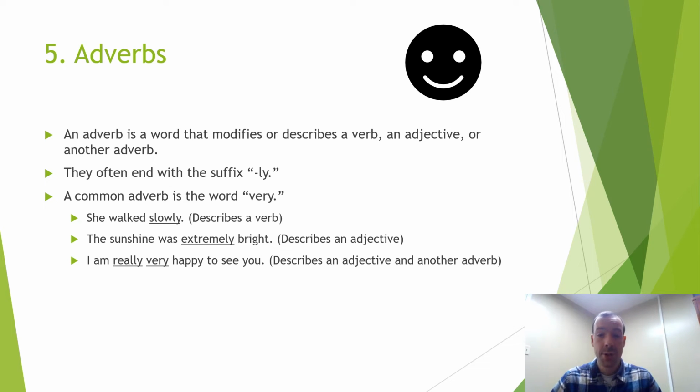And in this sentence, we have two adverbs. I'm really very happy to see you. Really and very are both adverbs. One is describing the word happy. How happy are you? Very happy. And how very happy? Really very happy. So you have one adverb that's describing the verb and one that's describing another adverb.